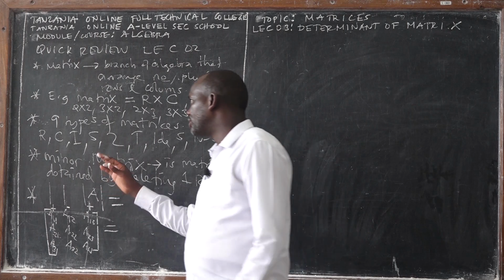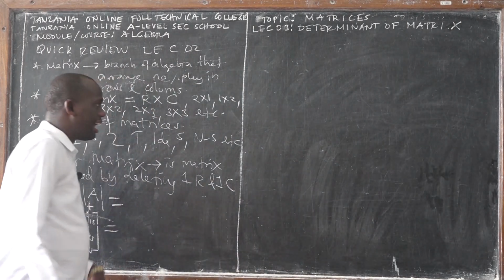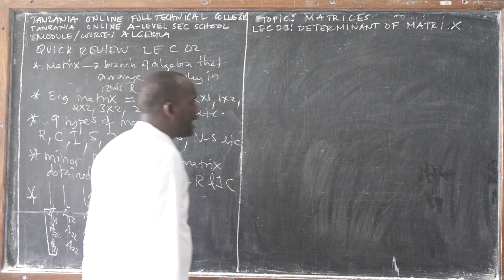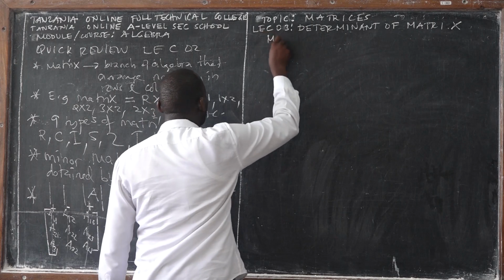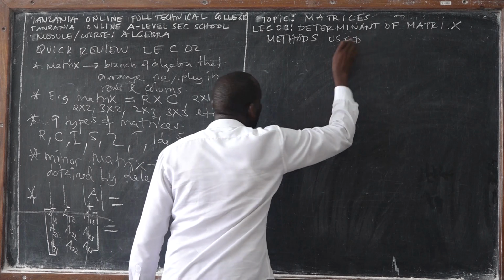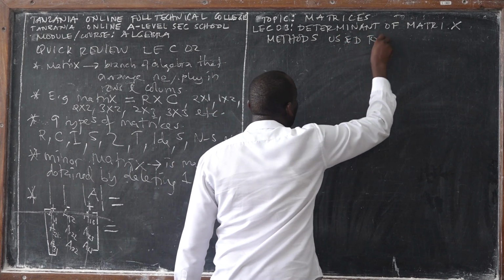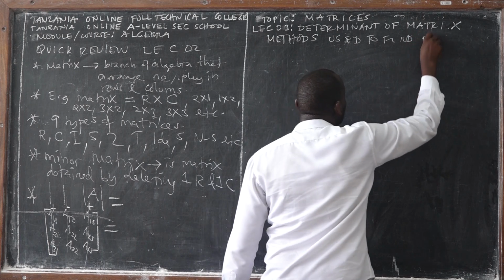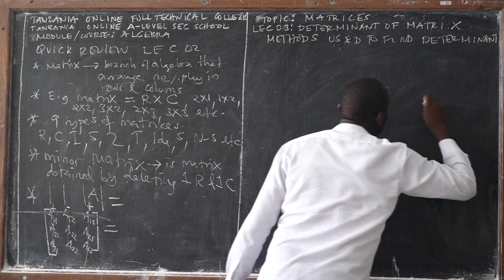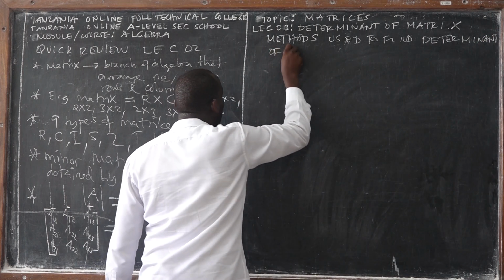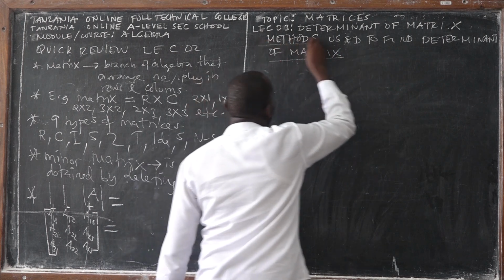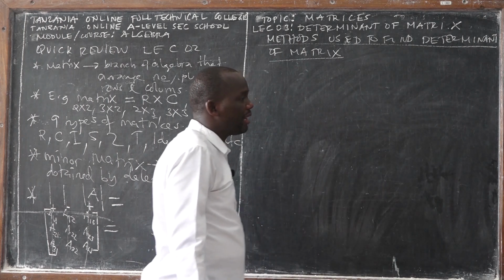Okay? So that's what we discussed in lecture 2. In case you have missed it, you have to access it. So then, the methods of finding the determinant of a matrix. Let us start from there. Methods used to find the determinant of a matrix.